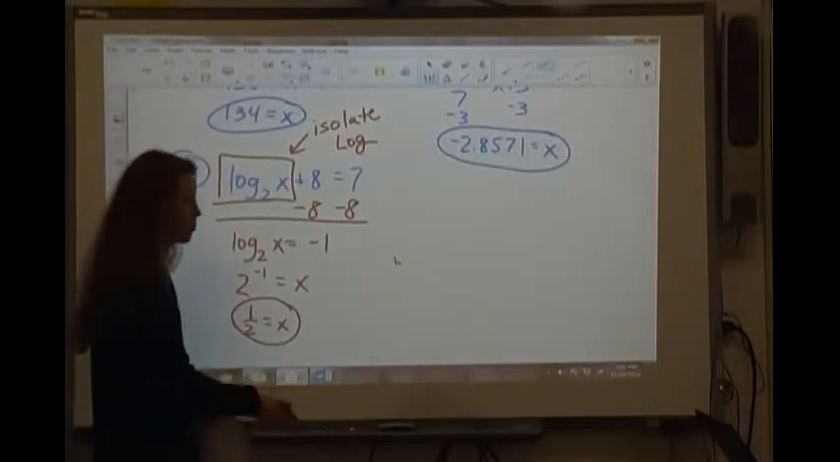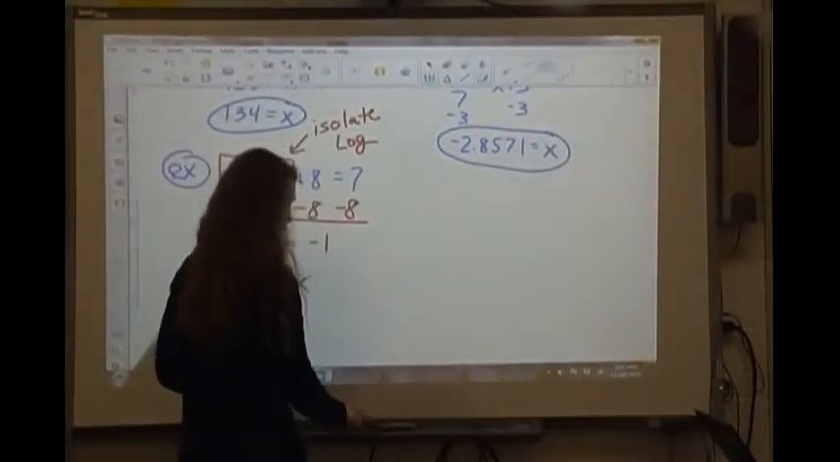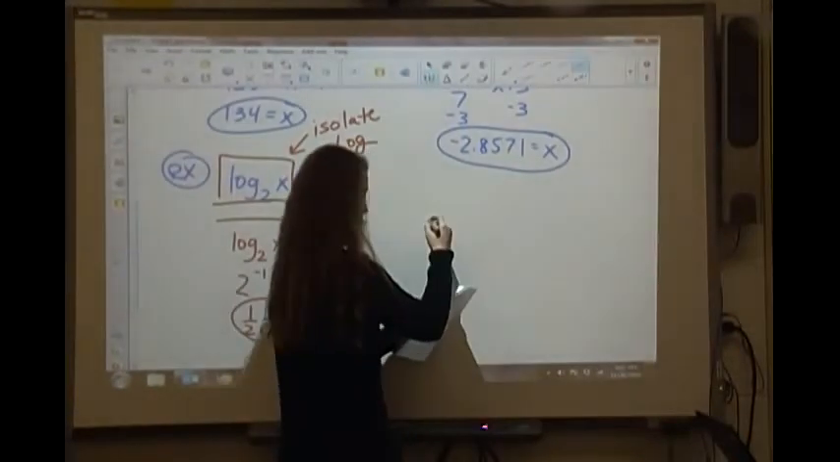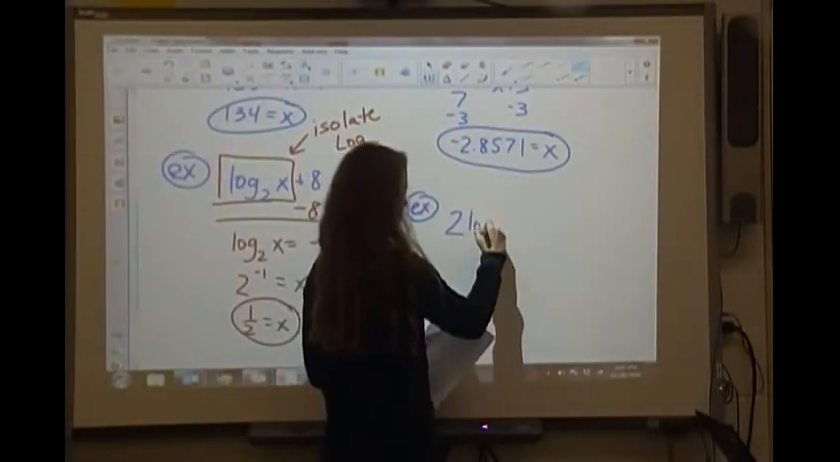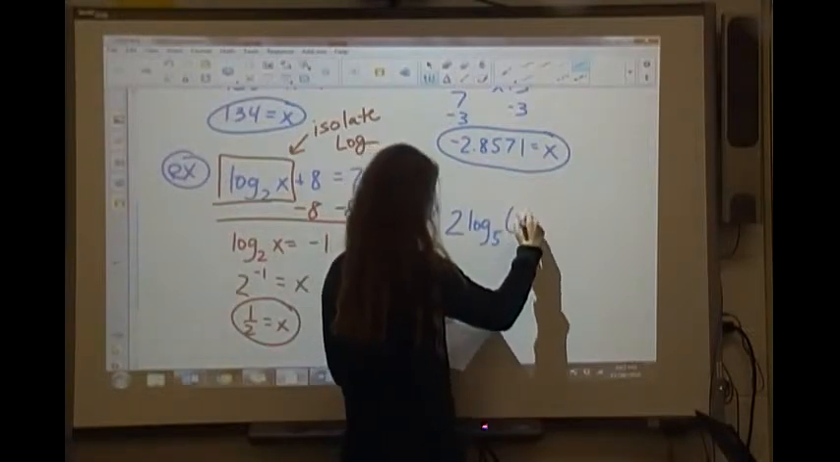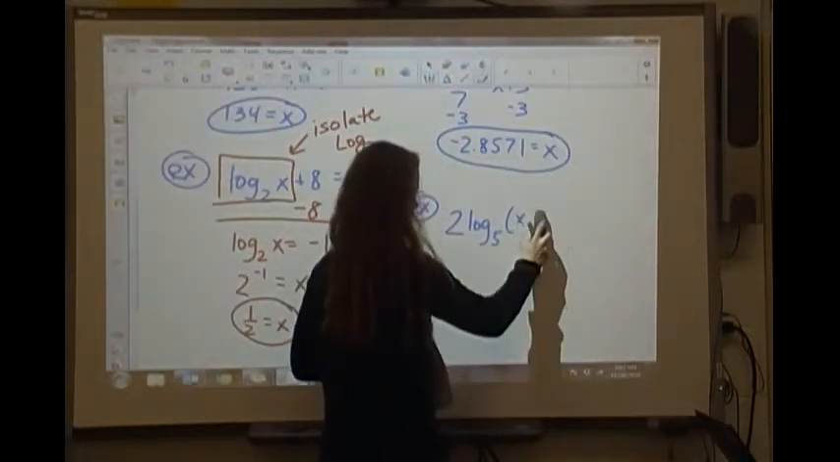Similarly, if I have another example, let's go with 2 log base 5 of x, 4x.